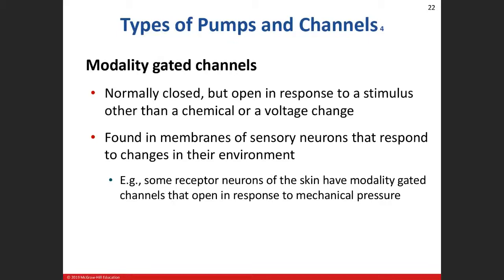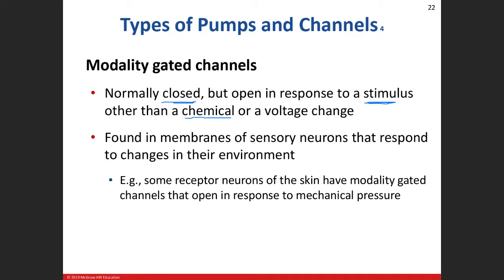So when we talk about modality-gated channels, these types of channels are usually closed. What we need for them to open up is a stimulus. Depending on what that stimulus is, it will affect a gate that is able to monitor that stimulus. Meaning, if it's a chemically gated channel, then we need a chemical to open it up. A voltage change won't open that channel up. It has to be specific for that type.